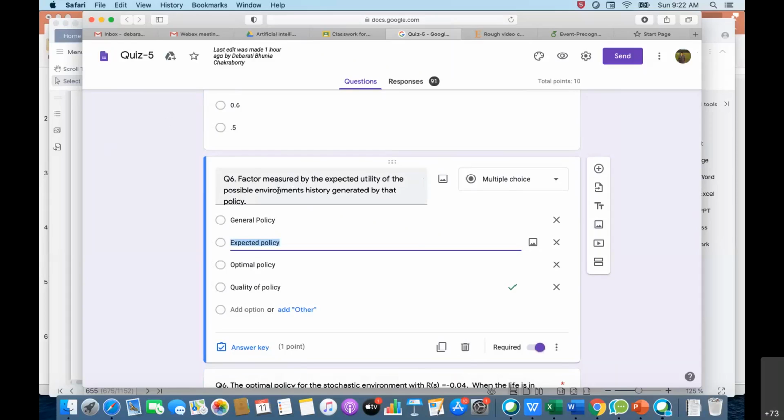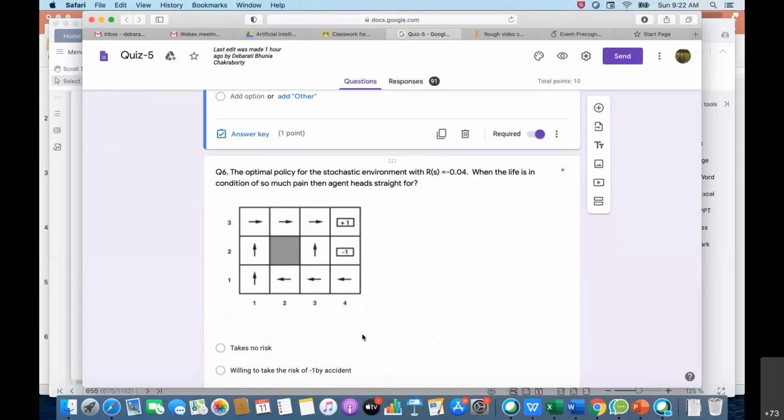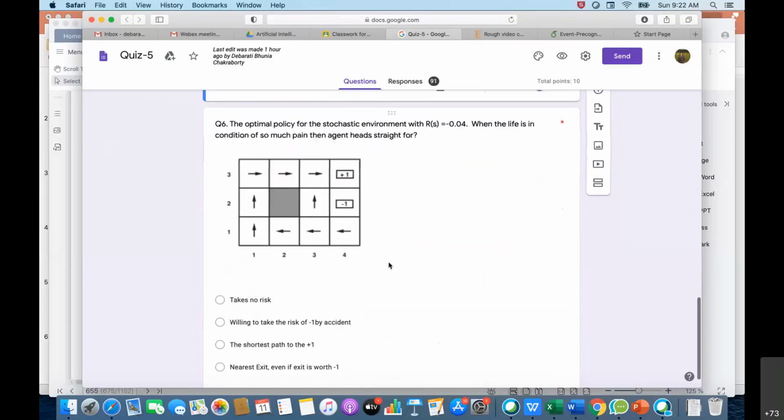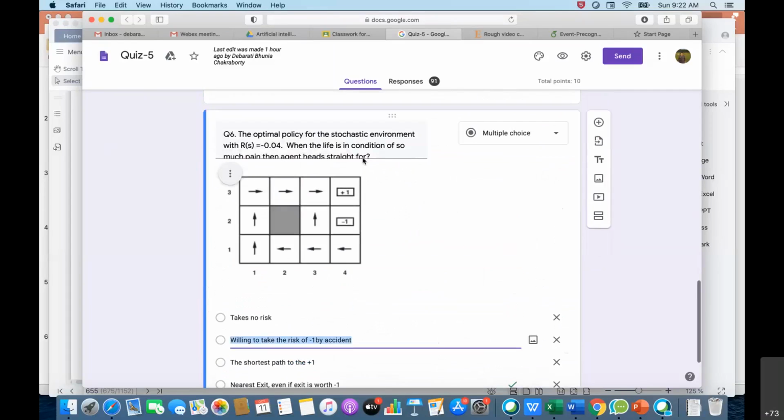Now the factor measured by the expected utility of the possible environment history generated by the policy is the quality of the policy. And with that, if the life condition is so much pain, the agent heads straight for the nearest exit. Okay.